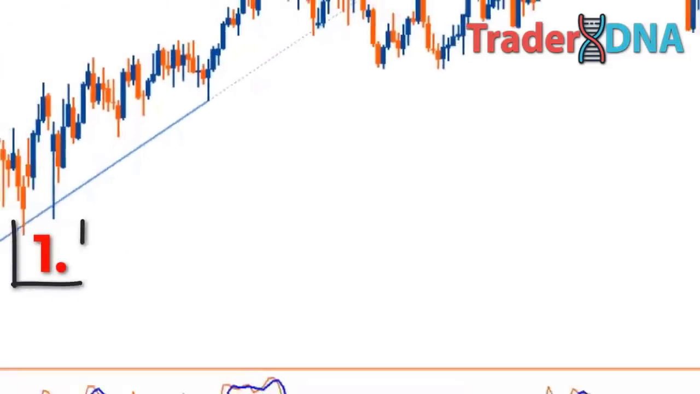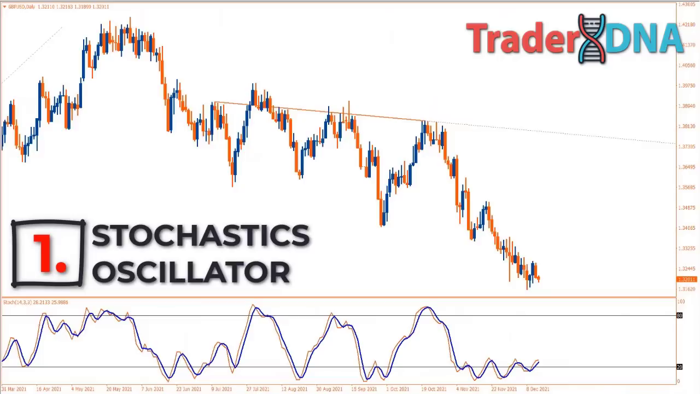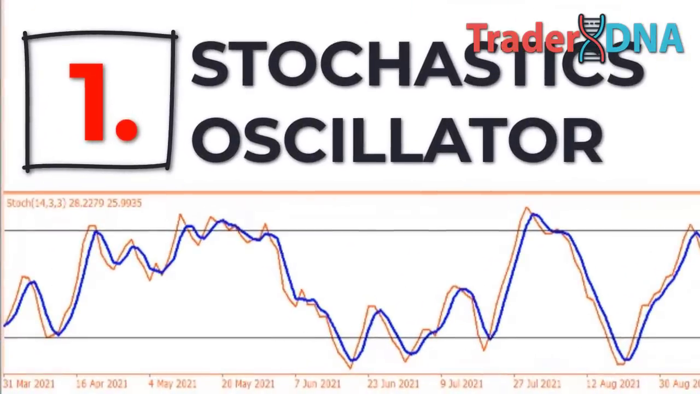Number 1. Stochastic oscillator. How does the stochastic oscillator work? Classically, stochastic oscillators are represented by 2 moving curves that move between 2 levels. Usually, these are 80% and 20%.